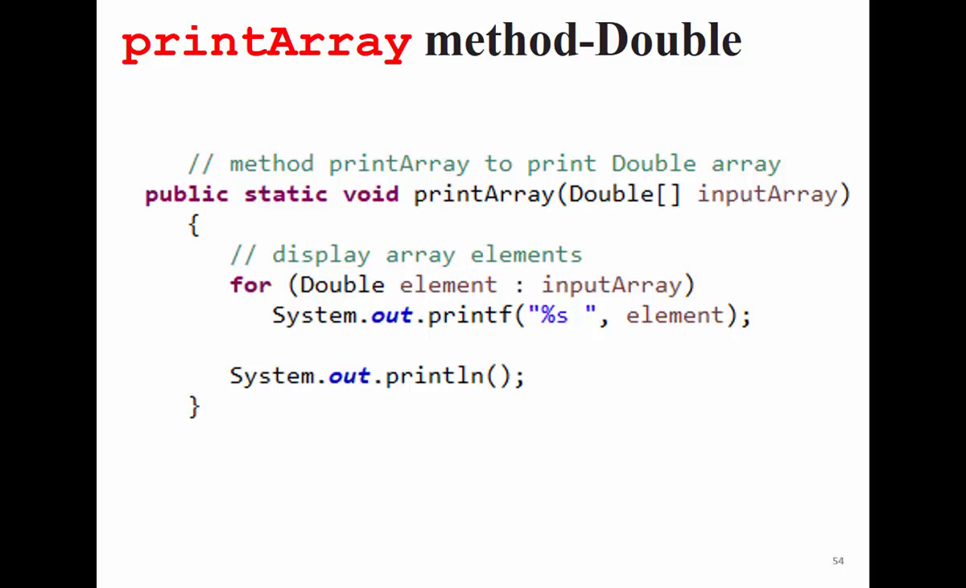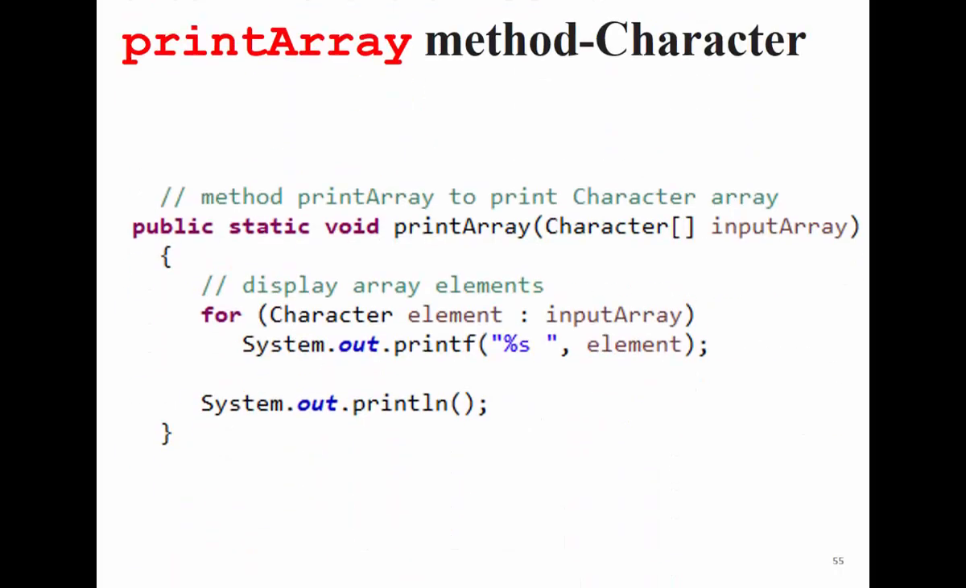I cannot do this any other way. I have to make an overloading of the method. I have to create three versions of this method to print the array. One for the integer, one for the double, one for characters. And I cannot avoid this kind of redundancy. I have to do this to be able to print the array of integer type, character type, or double type.